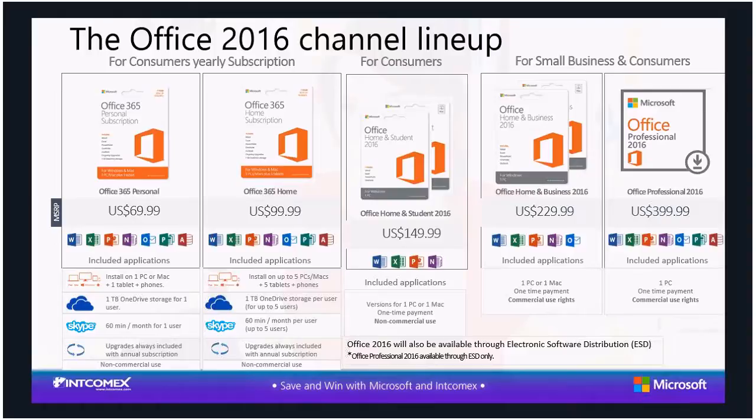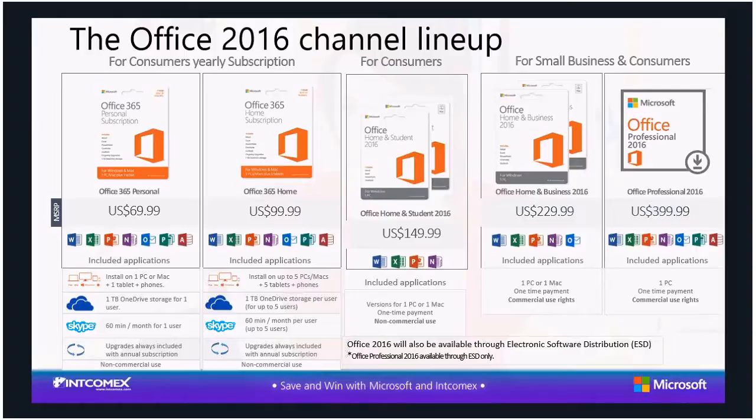For small business and consumers, we have 2 products. We have the Home and Business and the Office Professional. The interesting thing here, and that's why we decided to put small business and consumers, is that Home and Business is a product that can be for household use, like non-commercial and commercial use. They have both. They have commercial rights and non-commercial rights, right? Why did Microsoft decide to do this version?